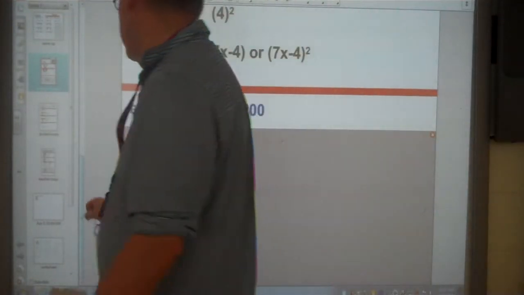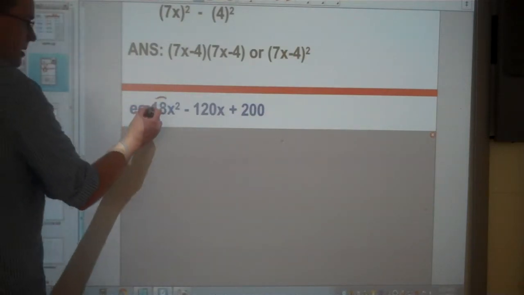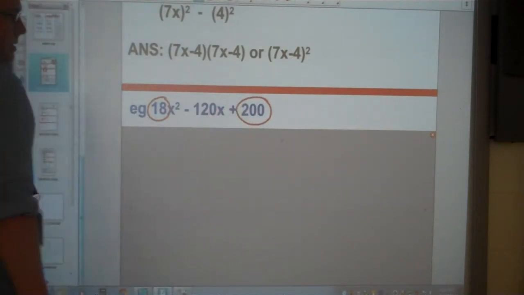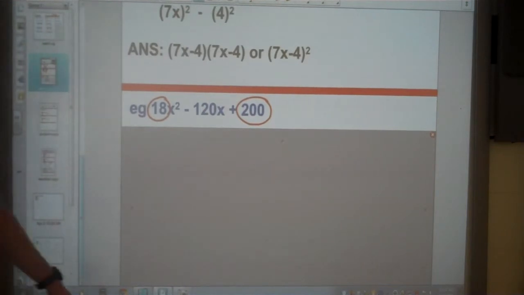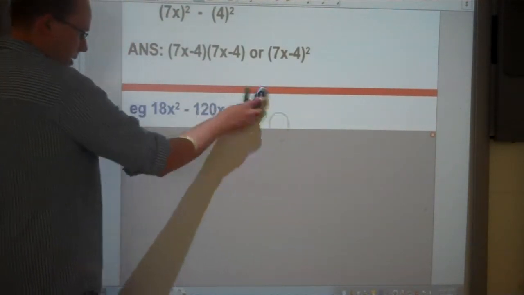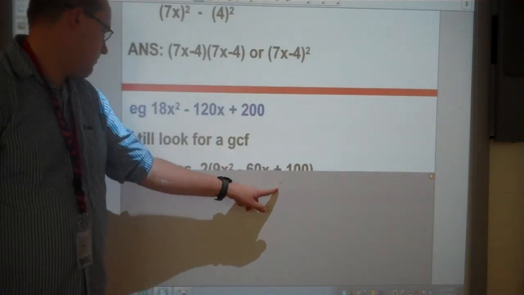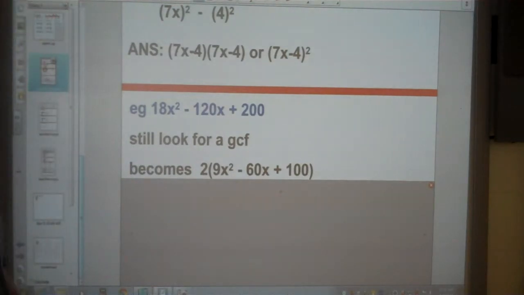Alright, now for our last example, if we multiply this across, 18 times 200 is also going to be far too big of a number for us to want to work with. So we'll have a look to see if we've got perfect squares. And we do not this time. So the other thing we should always look for in every question when we factor is, is there a greatest common factor? And for this one, certainly 2 is a common factor for this.